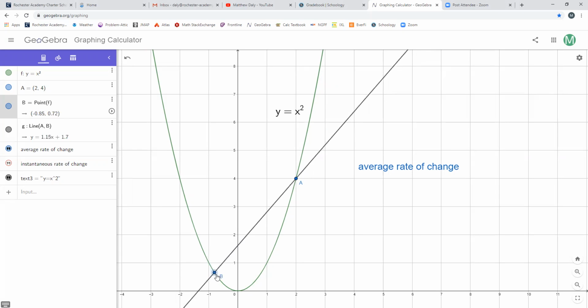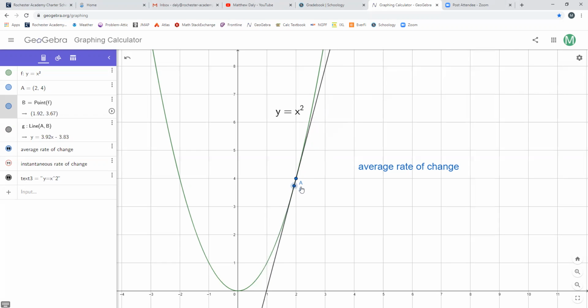So I can move this value of B around, and you can see how the line changes and the slope of the line is changing until B is sitting right on top of A. And when B is sitting right on top of A, the line disappears. Why do you think that is? Well, because when A and B are the same point, there's no unique line that connects A and B. Lots and lots of lines go through that point, and we don't know which one is the one that we're interested in. We only know what that line is when there are two different points.